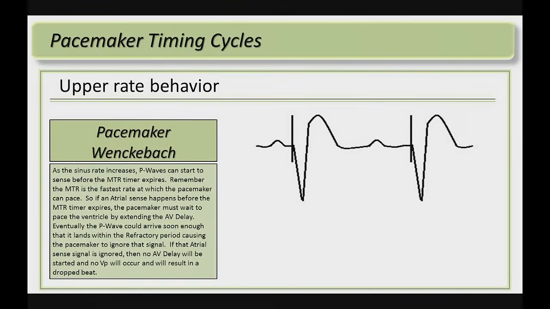So what does this look like? First, we see an intrinsic P wave, which starts an AV delay. The AV delay timer times out, and so we pace in the ventricle, which starts our PVARP. Next, we see another intrinsic P wave, which starts another AV delay. The AV delay times out, and we should have paced the ventricle here, but we didn't. So the question is, why not?